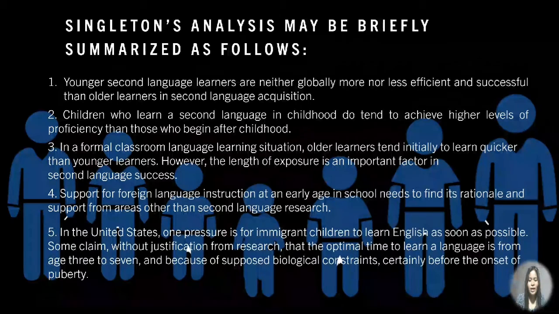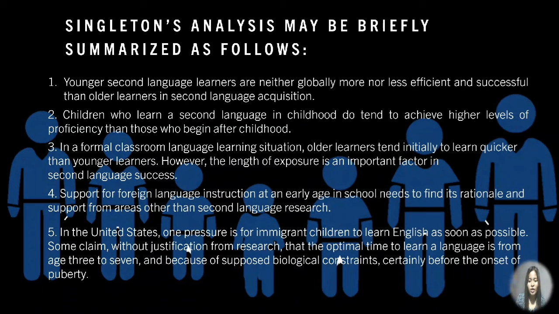And the last one, in the United States, one pressure is for immigrant children to learn English as soon as possible. So some claim, without justification from research, that the optimal time to learn a language is at the age of 3 to 7 and, because of supposed biological constraints, certainly before puberty.